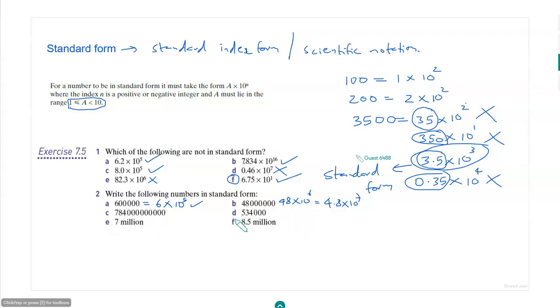How about this, 8.5 million? 8.5 million is 8.5 times 10 to the power 6. Very good. How about this huge number, 784 billion, right? So how do you write this? 7.84 times 10 to the power 11. How many zeros? 9 zeros. 10 to the power 11, right? Yes, that's the right answer.